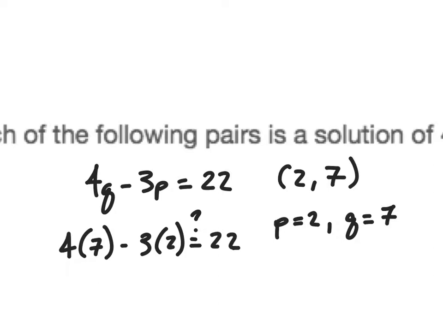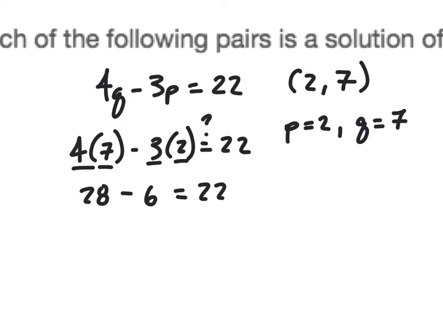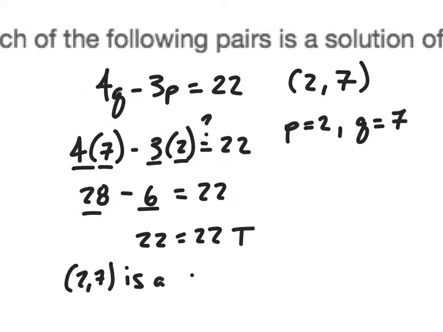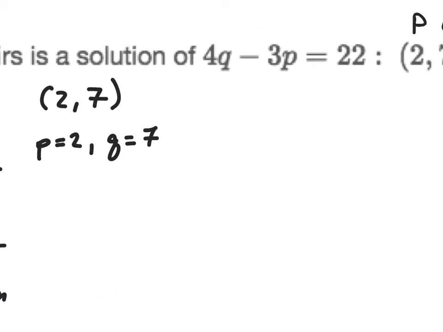If I do 4 times 7, that's going to give me 28, minus 3 times 2, which is going to give me 6. And is this going to be 22? If I take 28 minus 6, that is in fact going to give me 22, and 22 is equal to 22, and this is a true statement. So, therefore, my answer would be 2, 7 is a solution, because if I plug it in and we get a true statement, then we have a solution.